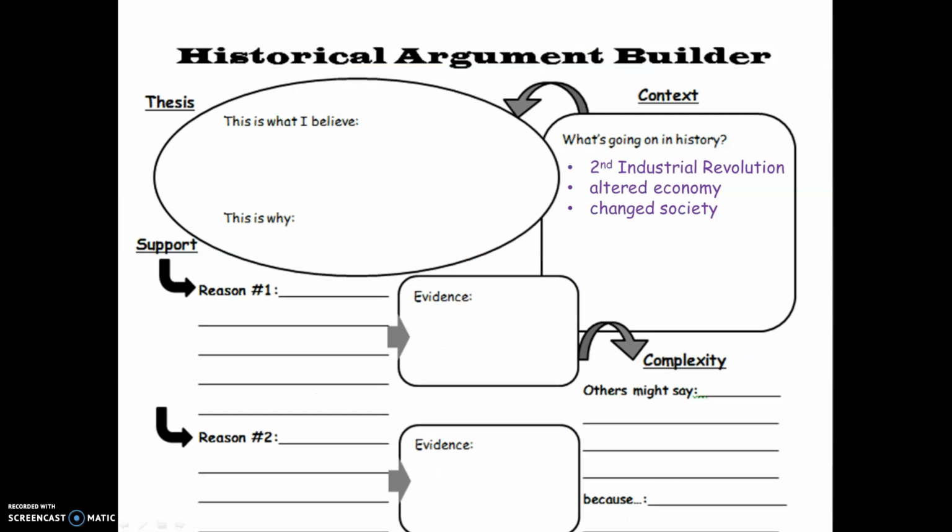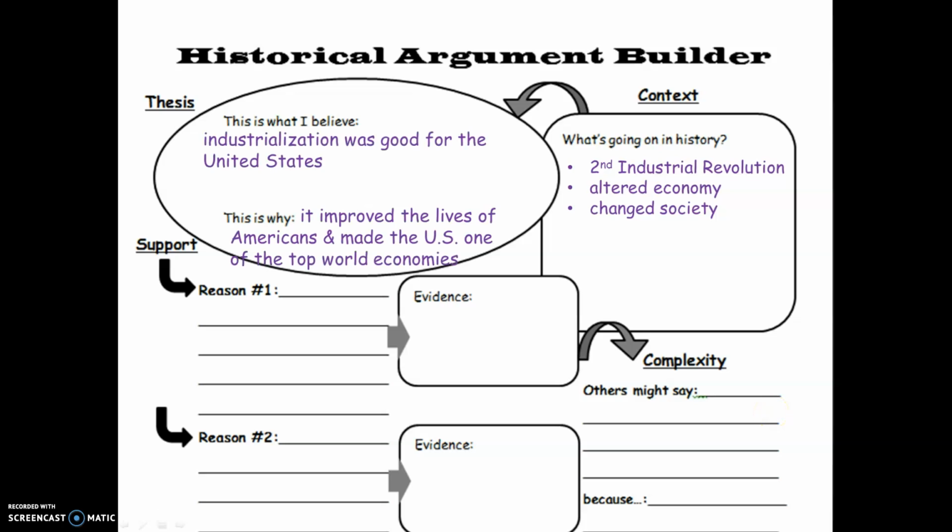Okay, so if we go in close to sort of give an example on this, looking at context, we can write down a few things about what's going on here in the late 19th century. The Second Industrial Revolution altered the economy and society. And actually, that's kind of the bare bones of that first sentence in the prompt. Remember, you can use that as your context, right? That sets the stage. Then we go to the thesis.